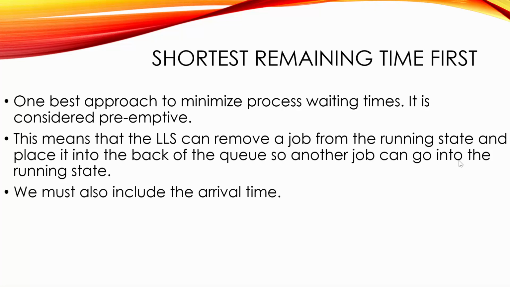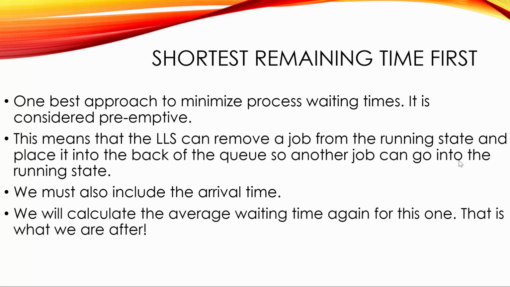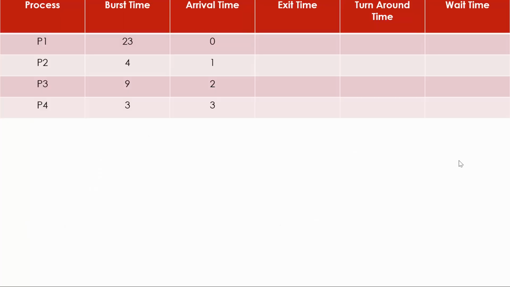Now, you also have to include the arrival time where you're doing shortest remaining time first and take that into account. We're going to calculate the average waiting time again for this one because remember, that is what we are after. So let's run an example. So here we have 4 processes again, P1, 2, 3, and 4. We can see the burst time again, how long it takes to run.